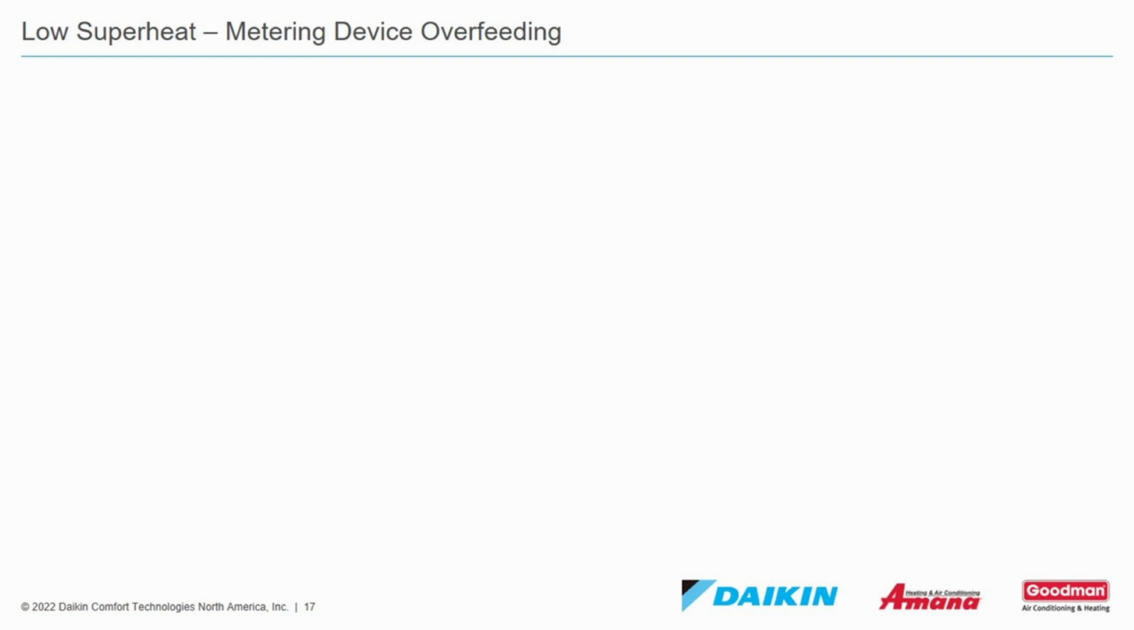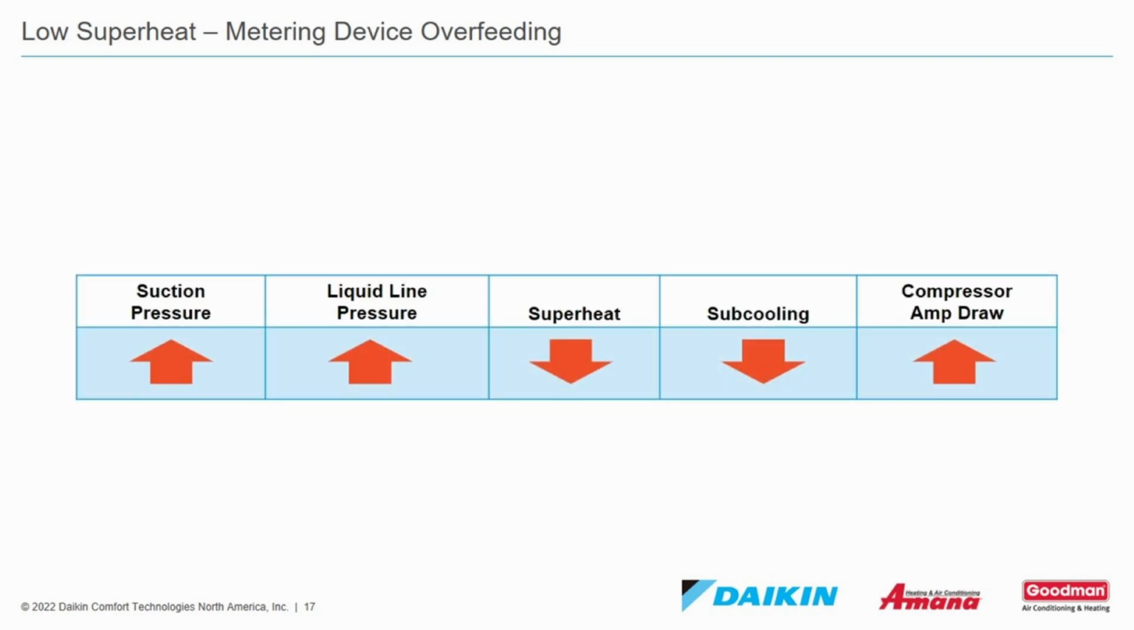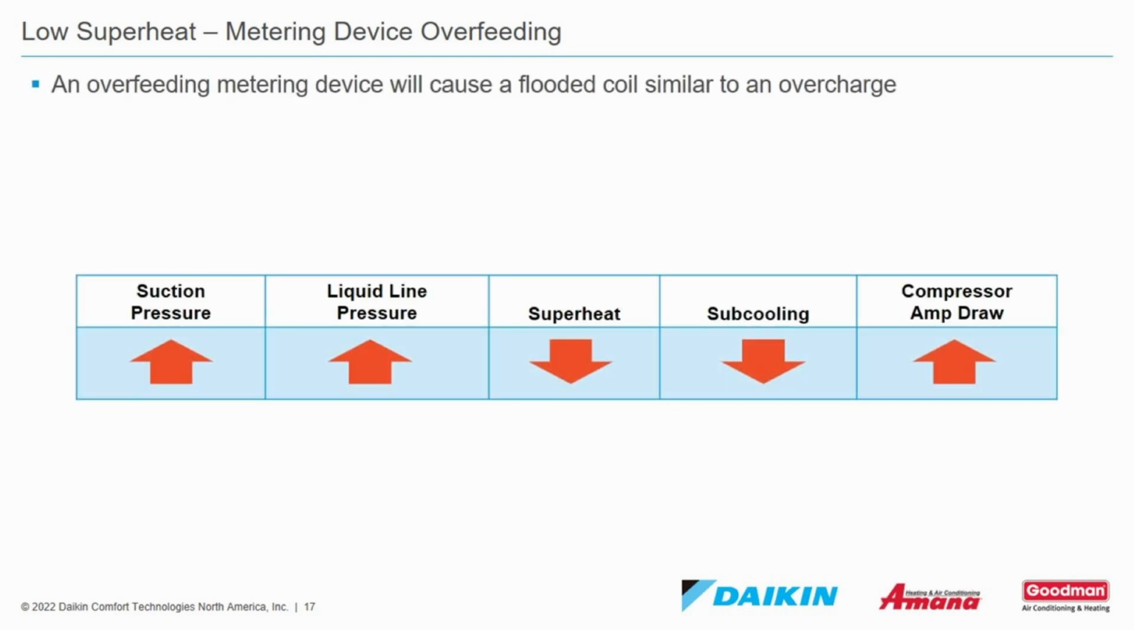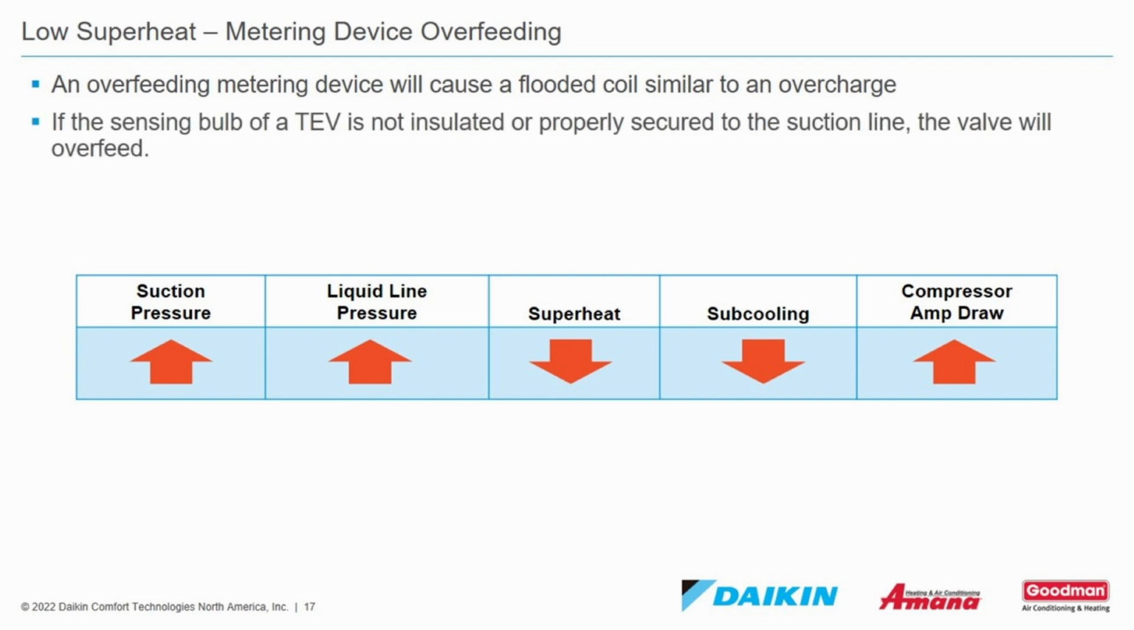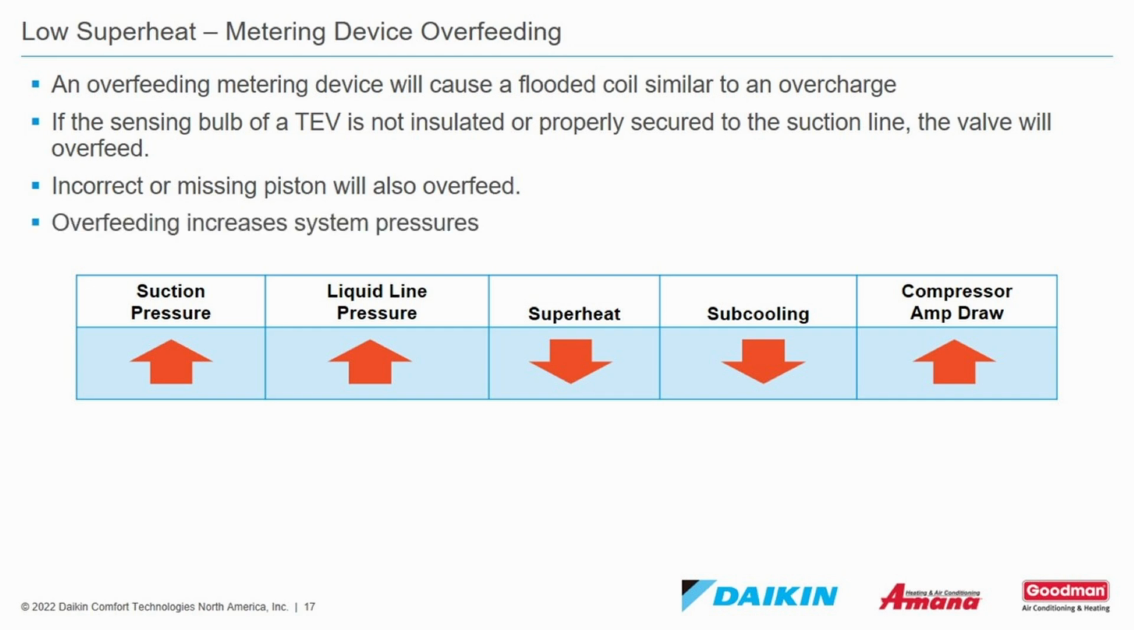Low superheat due to metering device overfeeding. An overfeeding metering device will cause a flooded coil similar to an overcharge. If the sensing bulb of a thermostatic expansion valve is not insulated or properly secured to the suction line, the valve will overfeed. An incorrect or missing metering piston will also overfeed. Overfeeding increases system pressures.